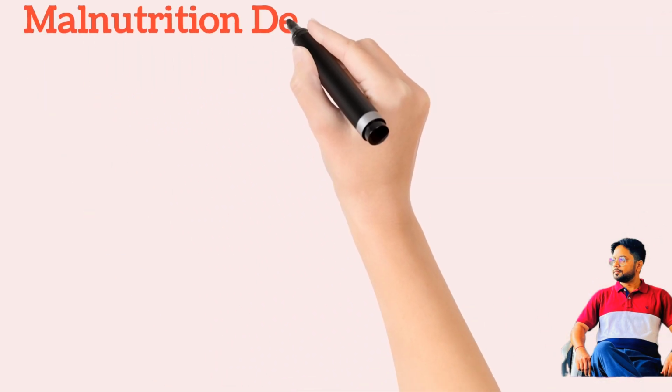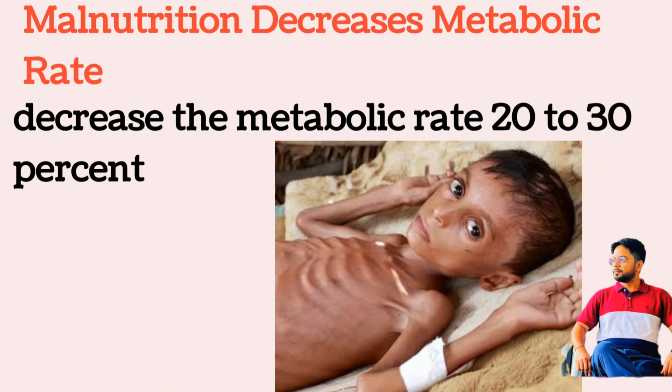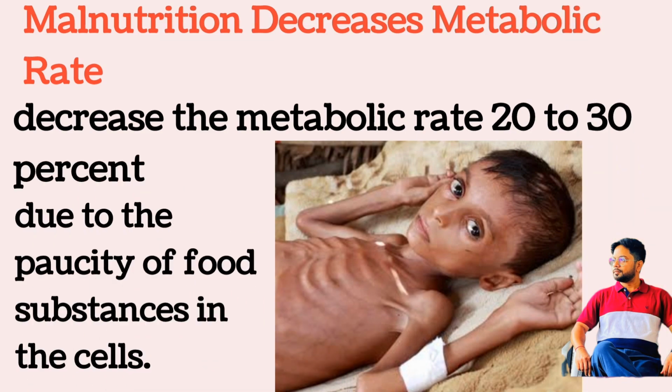Prolonged malnutrition can decrease the metabolic rate 20 to 30% because of the paucity of food substances in the cells.